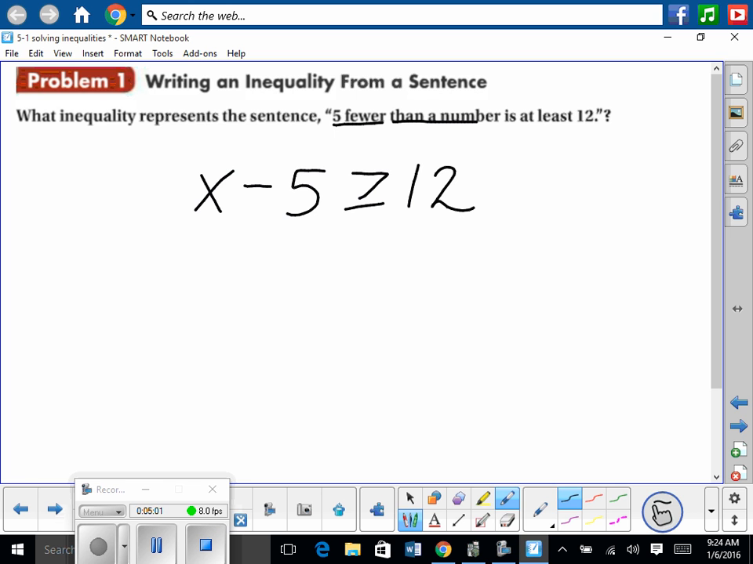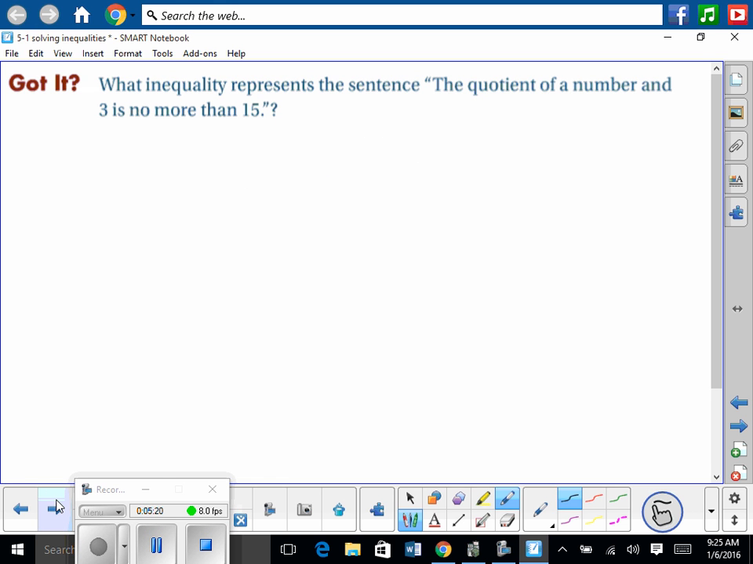Now think about it in the real world. If you have at least $12, then you have either $12 or more, correct? If you have at least $12, you have $12 or more. So does everybody understand why it's greater than or equal to? Then from here, well, that's all we have to do. Set up an inequality that represents the sentence. Are we all comfortable with that one?